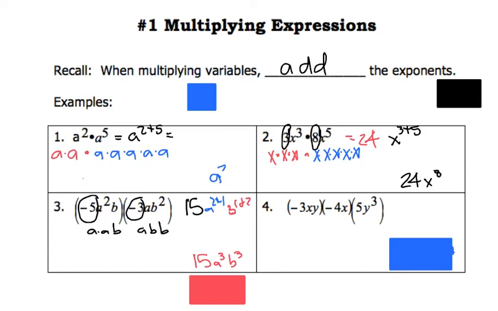Number 4. This time we have 3 values that we're going to be multiplying. So you have negative 3 times negative 4. So make sure you do that first. So you get negative 3 times negative 4 gives you 12, positive. And then 12 times that 5 gives us 60.